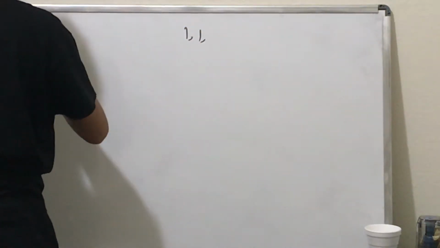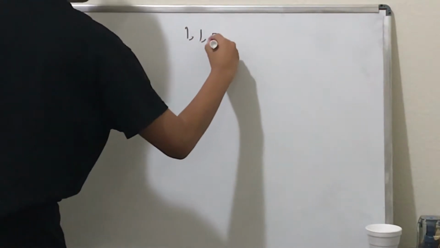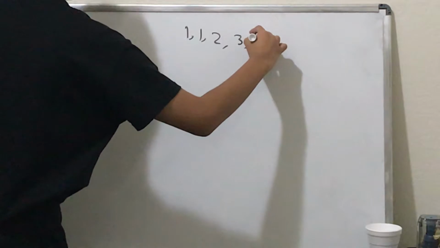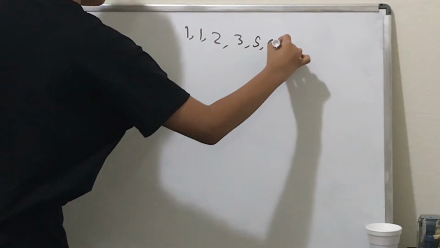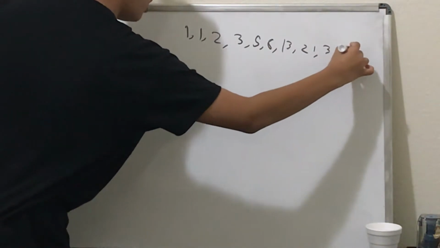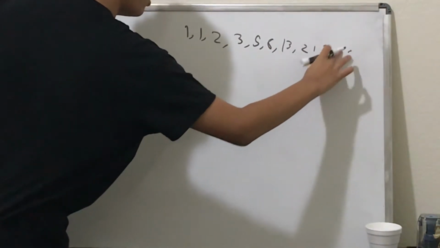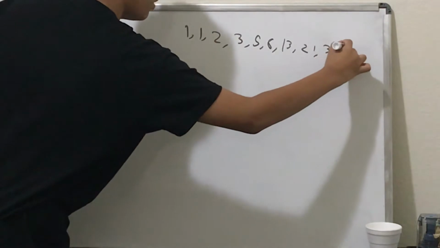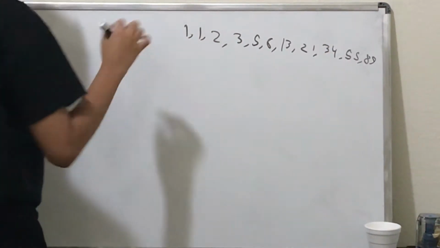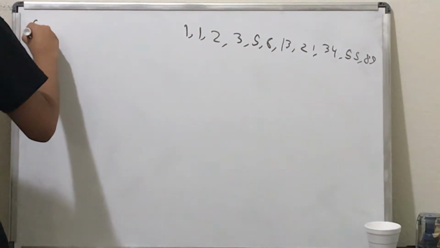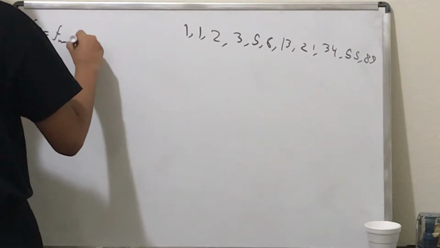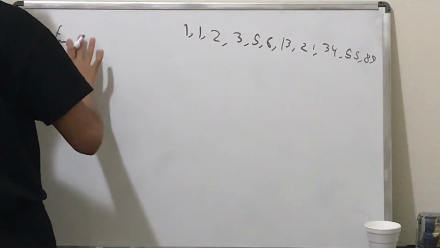The next term is the sum of the previous two, so 1 plus 1 is 2. And then the next term is 1 plus 2 is 3. And then 5, 8, 13, 21, 34, on and on and on in this sort of fashion. And it's characterized by the formula: the term is the sum of the previous two, like this.